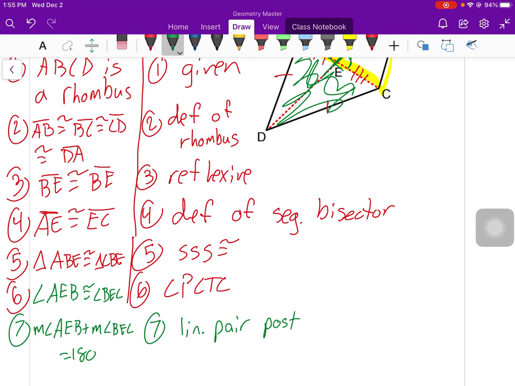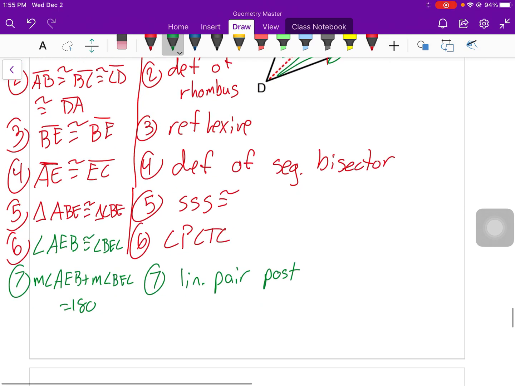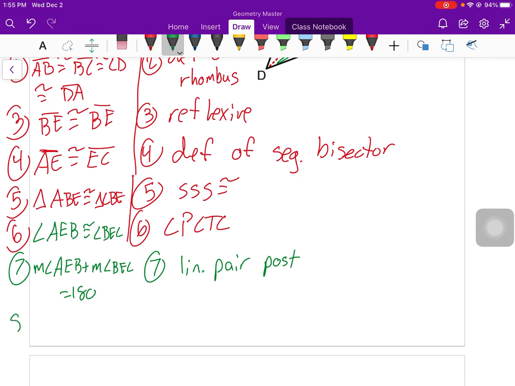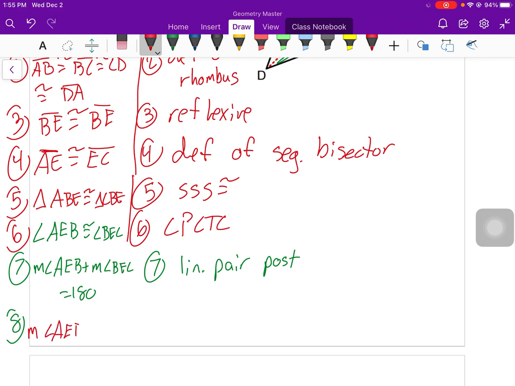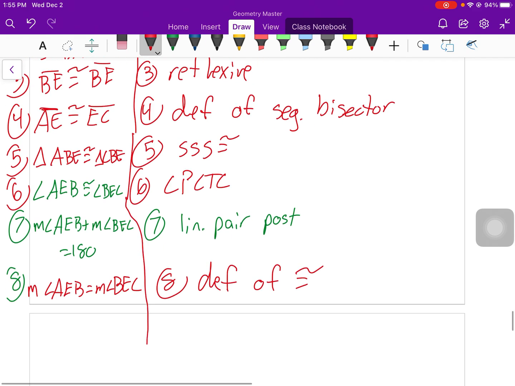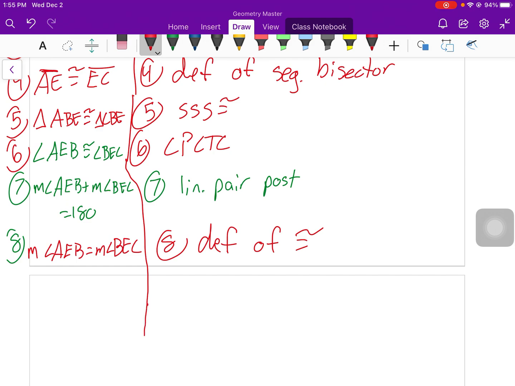Okay, if you've got 2 adjacent angles that form a straight line, they are a linear pair, they add up to 180 degrees. So step 8, since I'm wanting to use things about the measurement, I have to go back from step 6 and say the measurement of angle AEB equals the measurement of angle BEC, and that is just the definition of congruent. So that's one we've used I don't even know how many times.